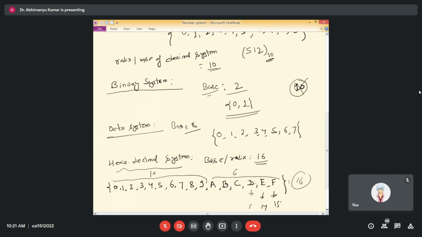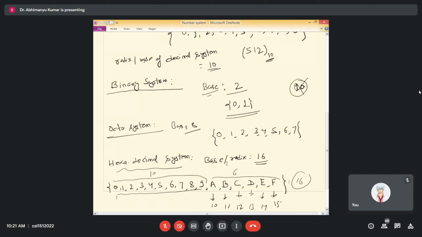D itself representing 13, C representing 12, B representing 11, A representing 10, like that. And of course, the rest of the symbols are the same as the decimal symbols, right? So, in order to represent any quantity, we use a combination of these symbols, 0 to 9 and A to F. How we use these symbols to represent any quantity, we'll discuss when we discuss the interconversion.